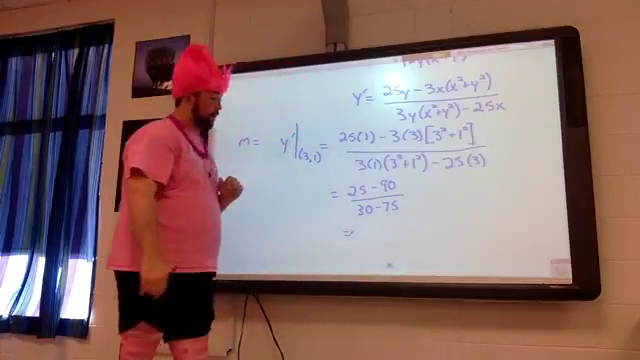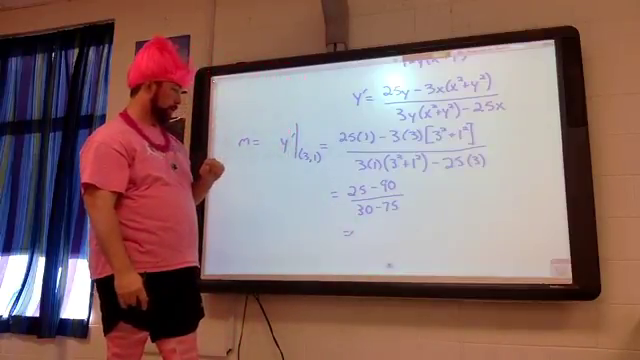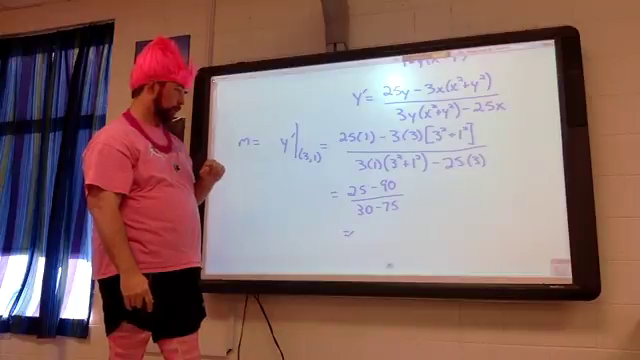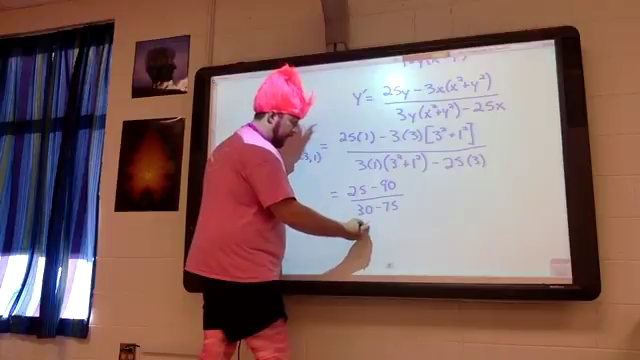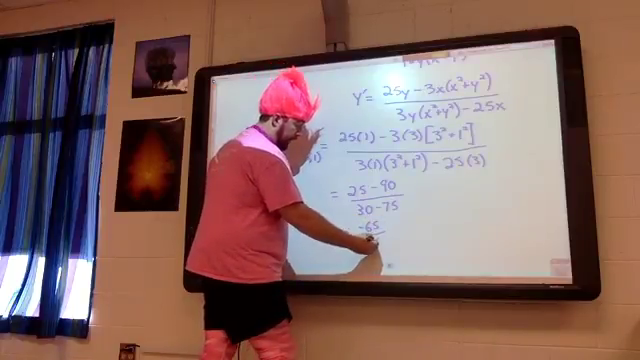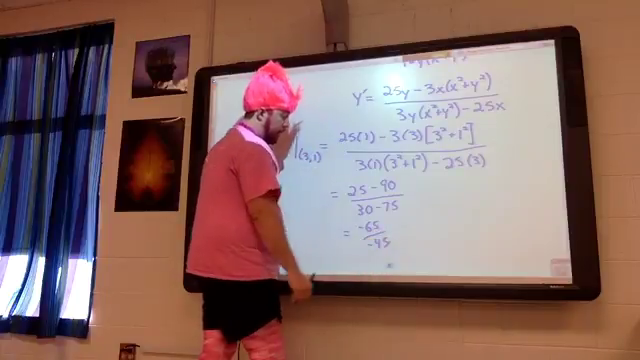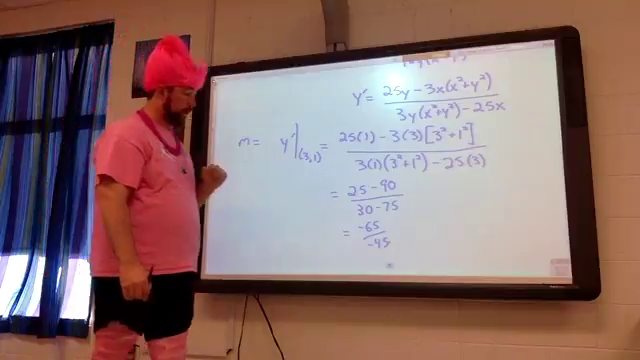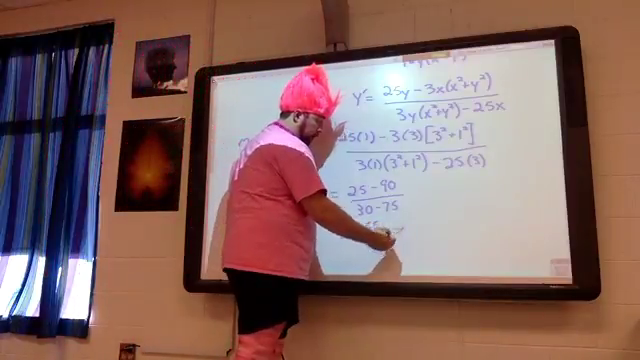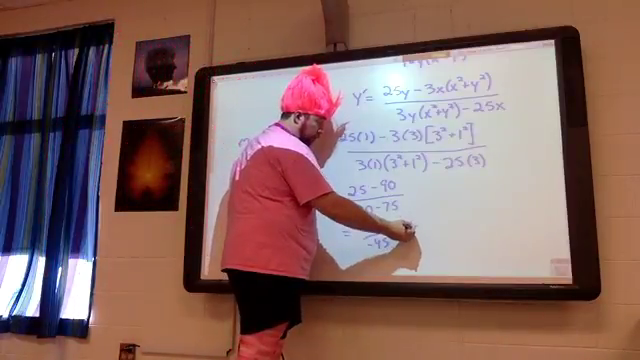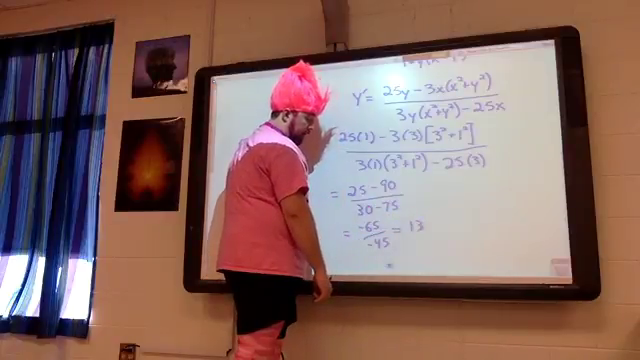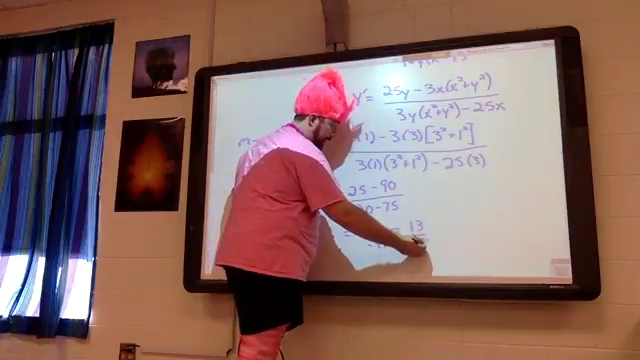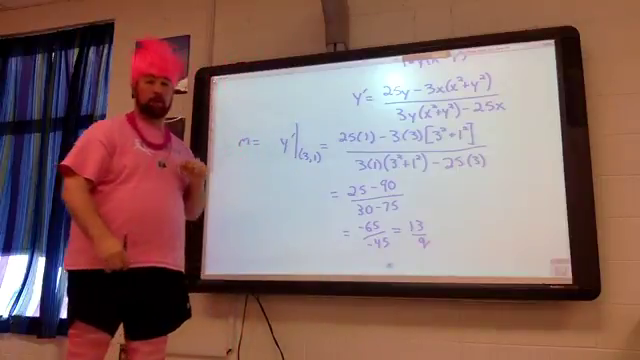Up top, 25 minus 90. Quick calculations there. That's going to give me what? Negative 65. On the bottom, 30 minus 75 should give me a negative 45. All right, I know 5 goes into everything. And so 5 will go into 65 13 times. 5 will go into 45 9 times. So our slope is 13 over 9.